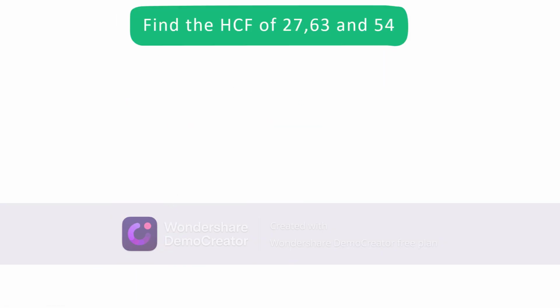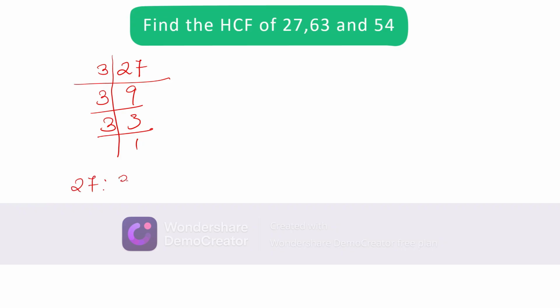Let's find the HCF of three numbers now. The method remains the same. We are going to find the HCF using the prime factorization method. So the first number is 27. Let's find all the prime factors of 27. It's an odd number, so let's begin with 3. 3 nines is 27. 3 threes is 9. 3 ones is 3. You have to stop as soon as you get 1. So let's write down all the factors of 27 in product form, that is 3 into 3 into 3.